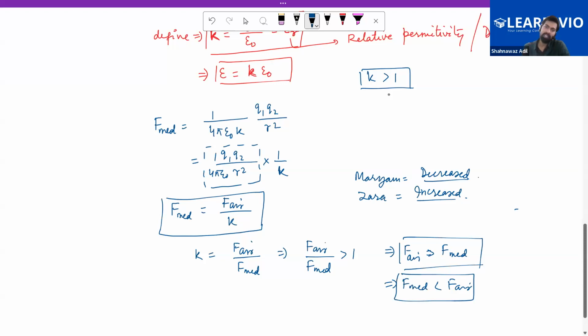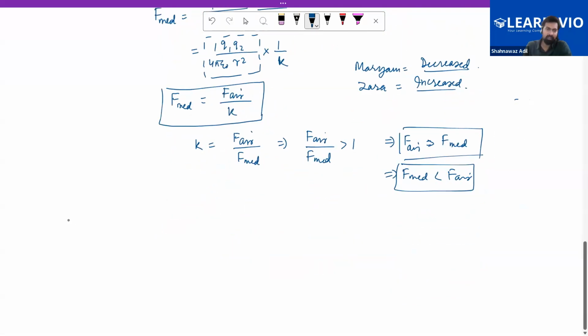So I can use some example or I can use this idea. Is it clear, all of you guys? Yes. So whenever we put the charges in some medium, then the force will decrease, right?